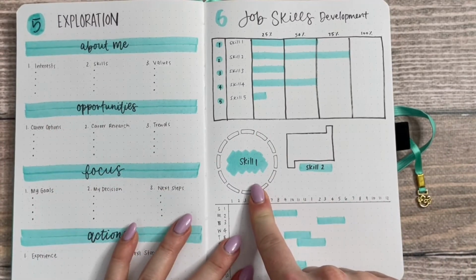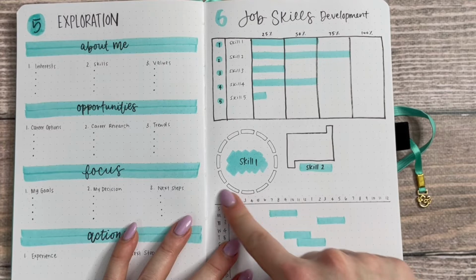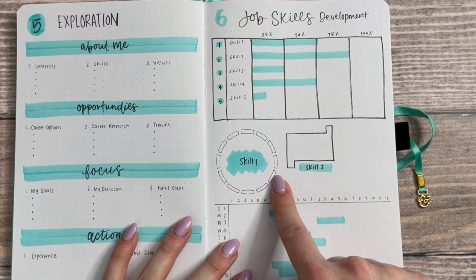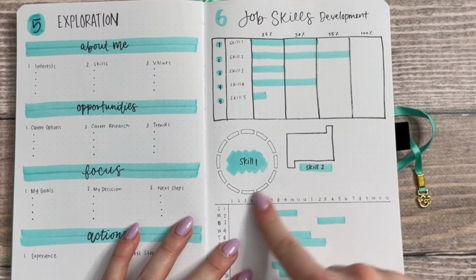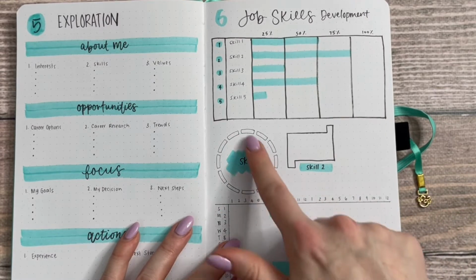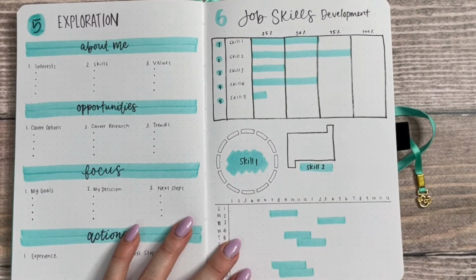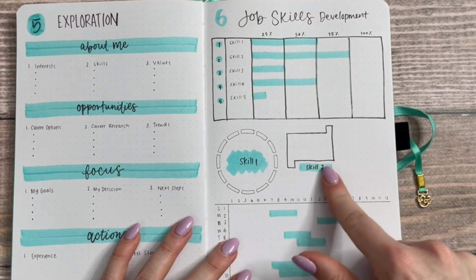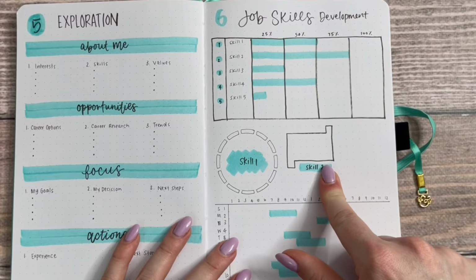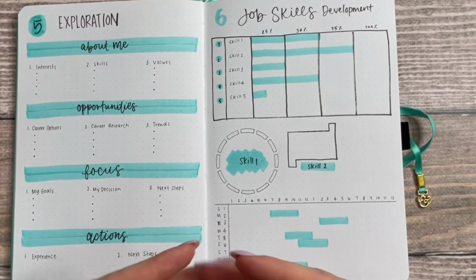Then I have this skill 1. So this is actually broken up into 12 slices. So maybe you're working on a skill over the course of a year. So you want those 12 different slices so that you can mark off each month. Maybe you're doing it by the month and you want to make some progress every single day in a certain type of skill. This could be something like typing quickly.